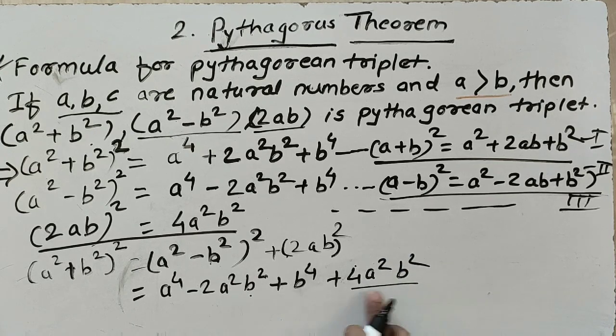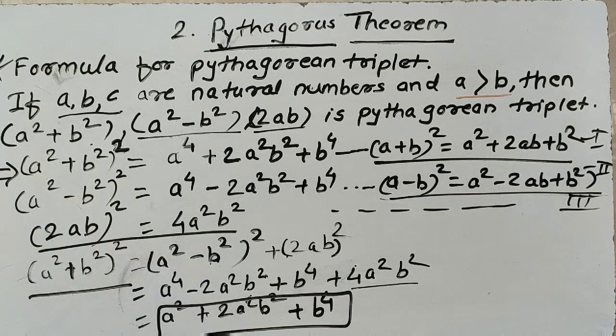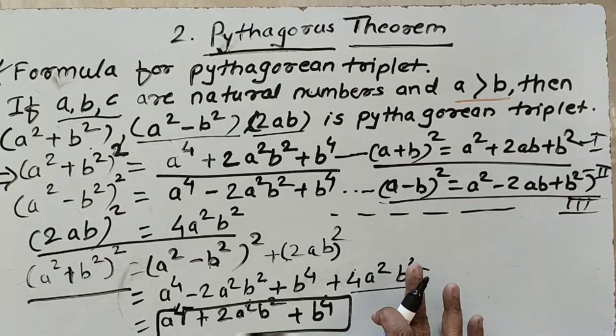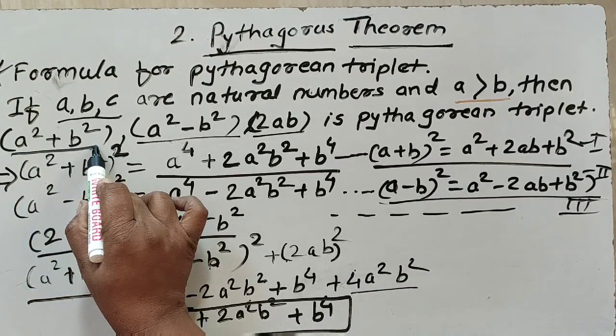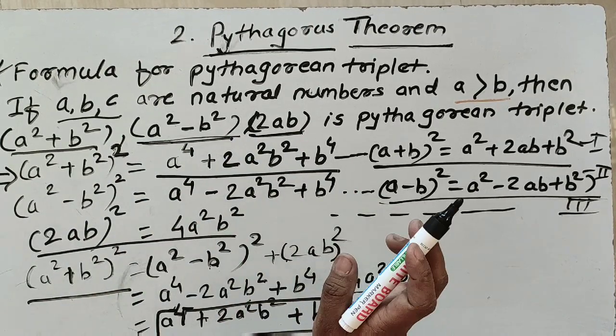When we solve this, 4 a square b square minus 2 a square b square, we get here a raised to 4 plus 2 a square b square plus b raised to 4, and it is the factorization of (a square plus b square) square. In this way it proves that a square plus b square, a square minus b square and 2ab is a Pythagorean triplet.